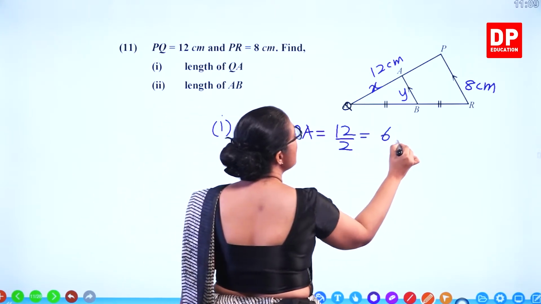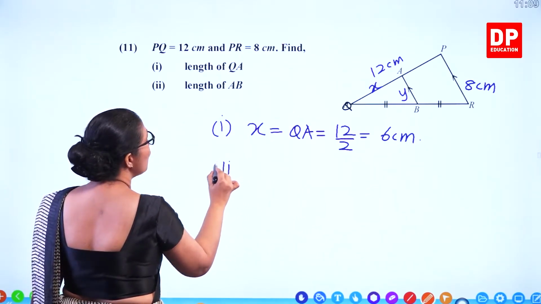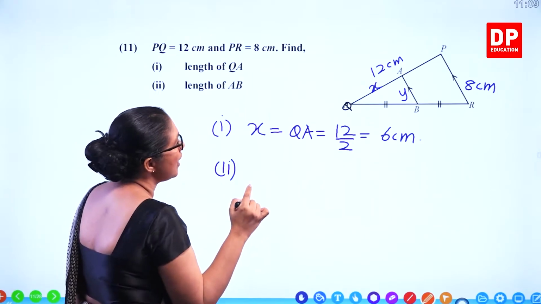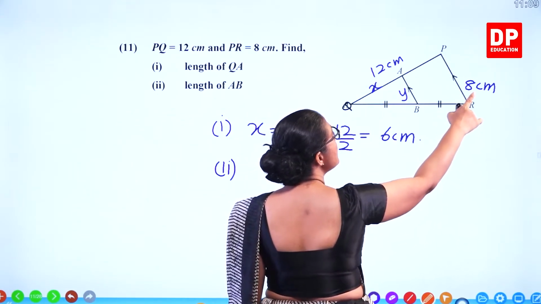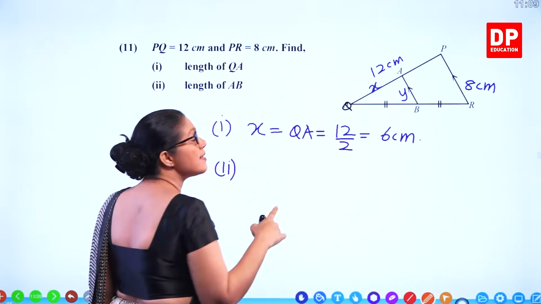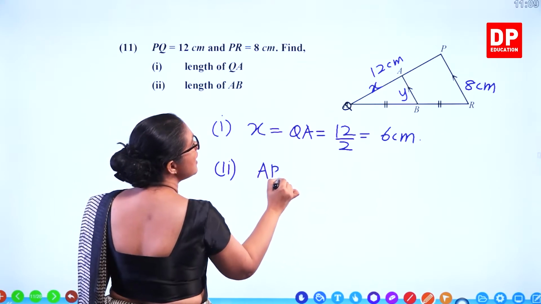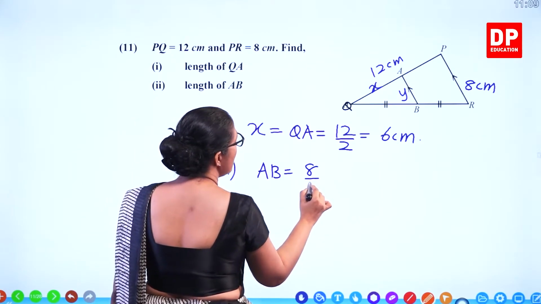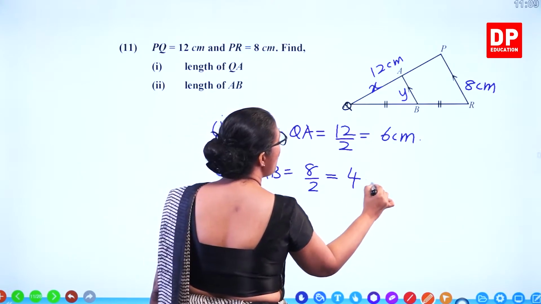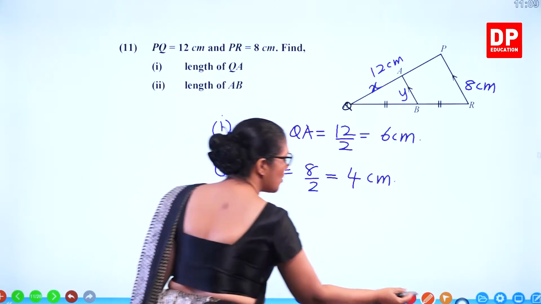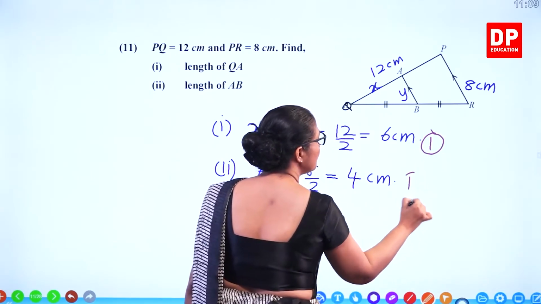That's 6 centimeters. And how do we find out the length of AB? According to the midpoint theorem, if this is 8, this length is half of it. So we can find AB length is half of 8. That's 8 divided by 2, 4 centimeters. So easily you can find out these two values, 1 mark each.